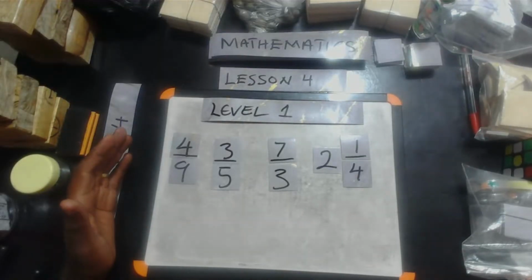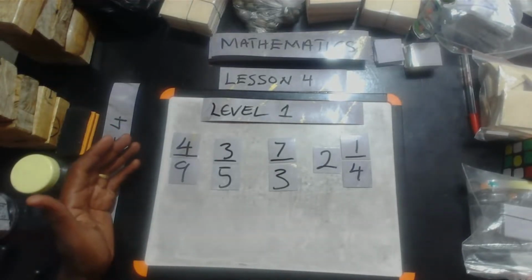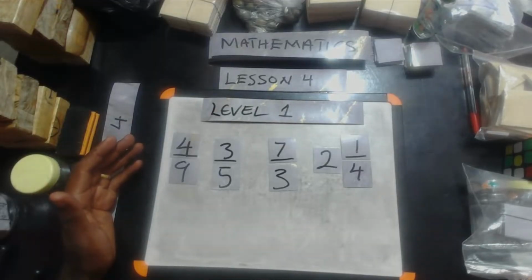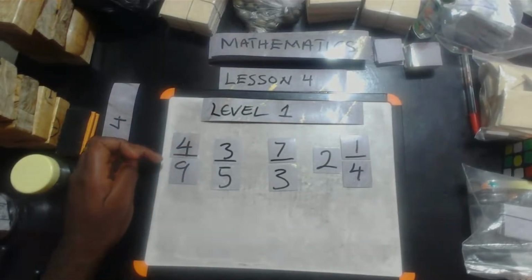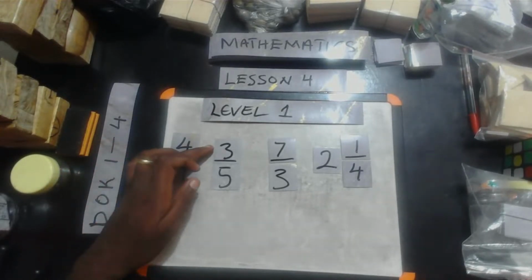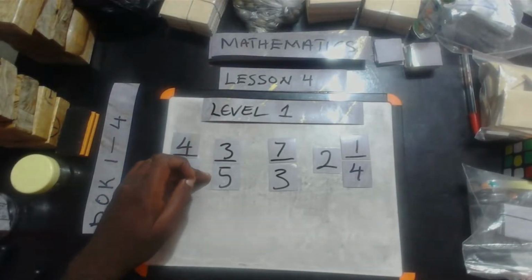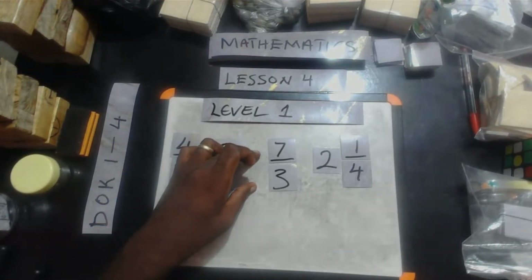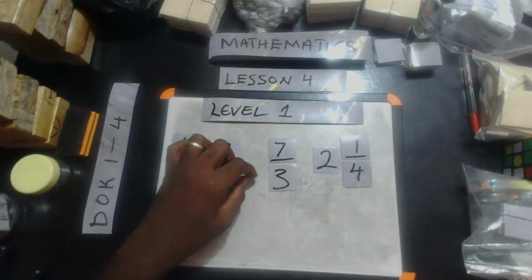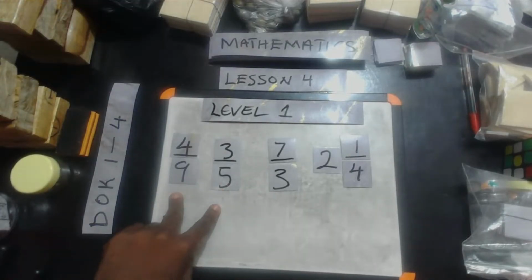So the question was to identify the numerator and denominator in each fraction, then classify each as proper, improper, or mixed. So as you can see, the numerator here is 4, the denominator is what? 9. The numerator here is 3, the denominator is 5. How about here? The numerator is 7, the denominator is 3. So this is an improper fraction, but these two are proper fractions like we said earlier.